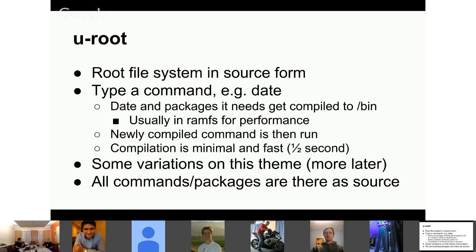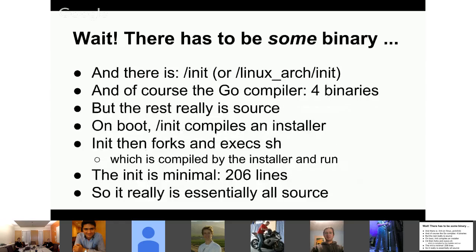It means universal. None of this naming has anything to do with U-boot, right? Or not. But there has to be some binary, right? There has to be an init. There's always an init. So I lied a little bit. It's not all source. There's a binary for init. And of course, there's a Go compiler, and that's four more binaries. But the rest of it's source. All the commands are source.